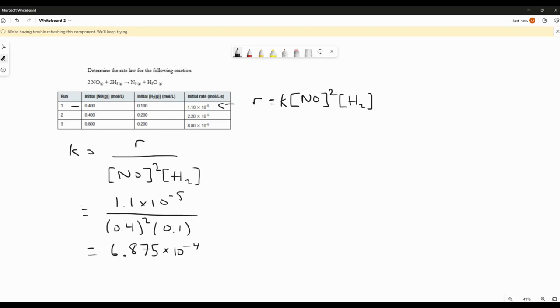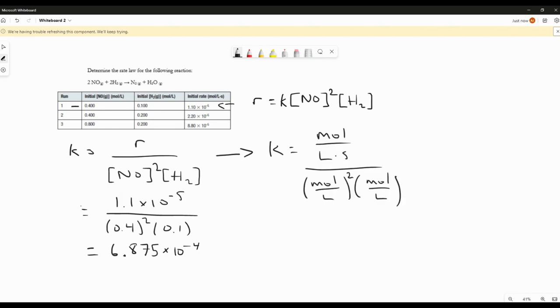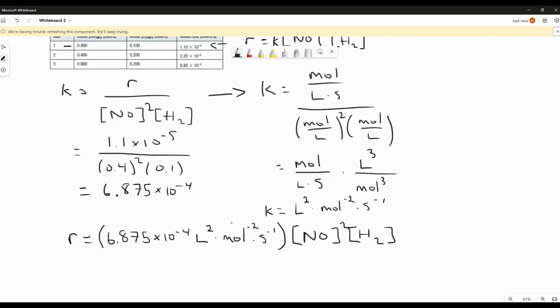You can solve for the units on K as well at the same time. However, I'd like to do them separately. So I'll write the same equation as I have up here, and rather than substituting in the values, I'll substitute in the units. And now we'll simplify. So the units on K are liters squared, moles to the negative 2, seconds to the negative 1. Here is our solved rate law equation, where I have my constant with units, and then I have my solved exponents, 2 and 1.